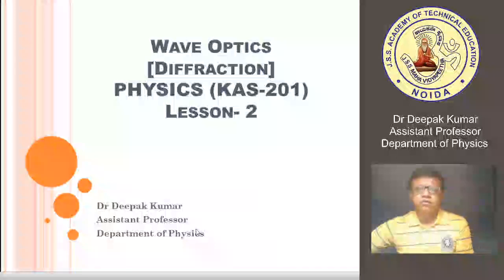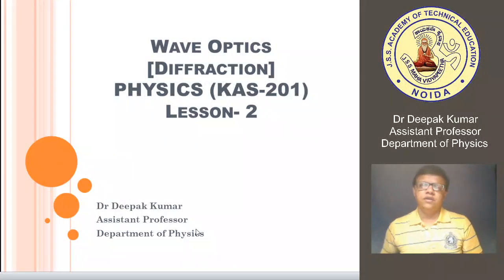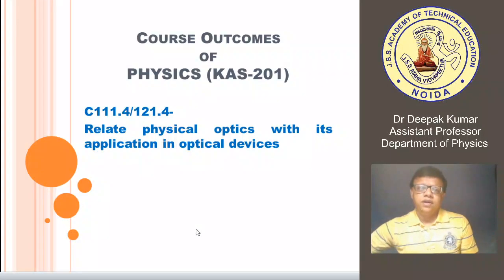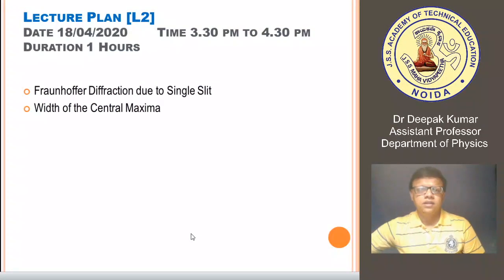Welcome to lesson number 2 of Wave Optics, Diffraction, of Physics KS 201. In this lecture, we are going to cover course outcome 1.4, which is to relate physical optics with its application in optical devices. We will cover Fraunhofer diffraction due to a single slit and the expression for the width of its central maxima.